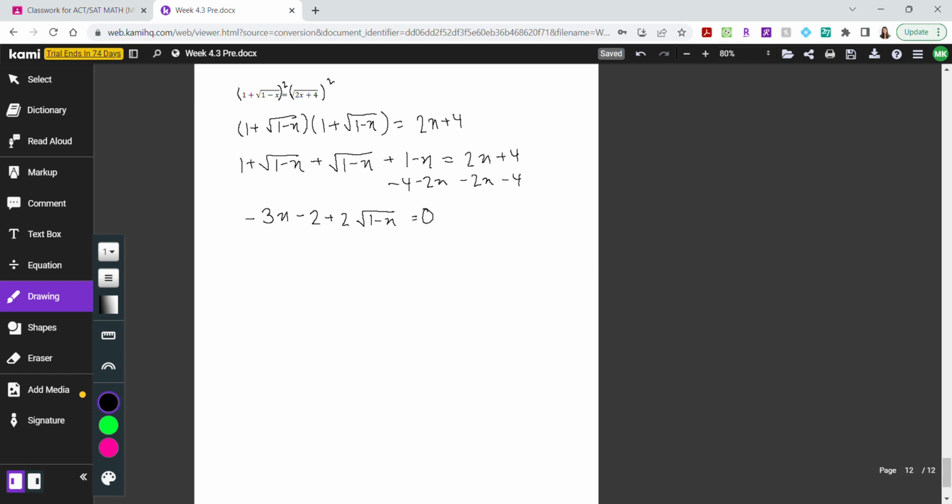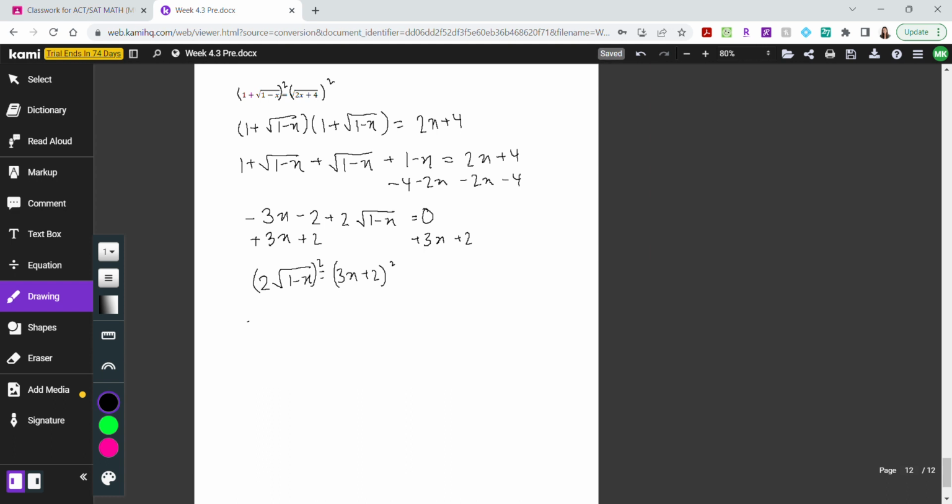Now we want, oh, we still have a square root sign, so we need to get rid of it, right? So let's get rid of these two so that this will then be by itself. So we're going to add 3x, add 2 to the other side. Which would then give us 2 square root 1 minus x equals 3x plus 2. Now from here, because of the square root, again, we would need to square it. Unfortunately, this is the only way to solve this question.